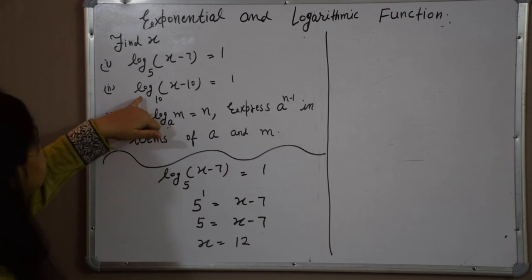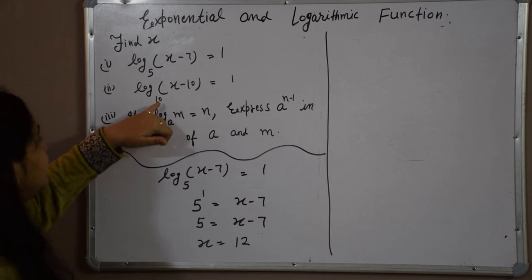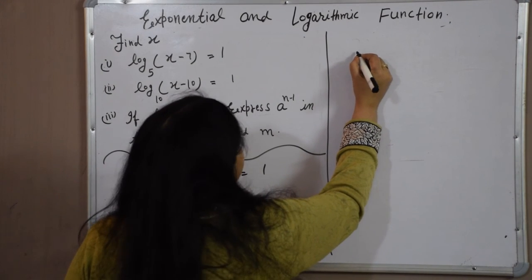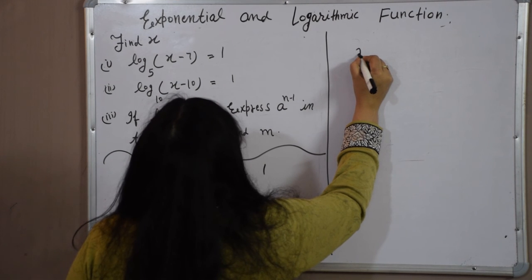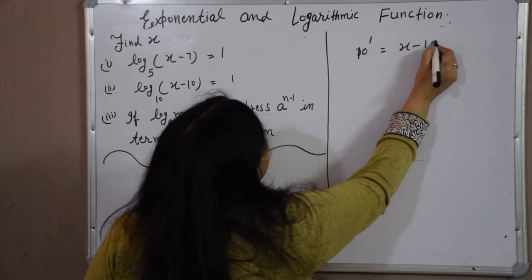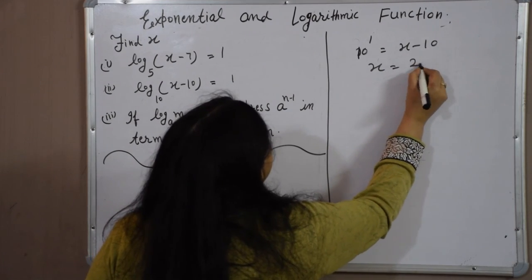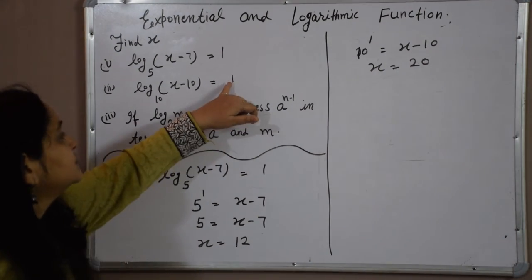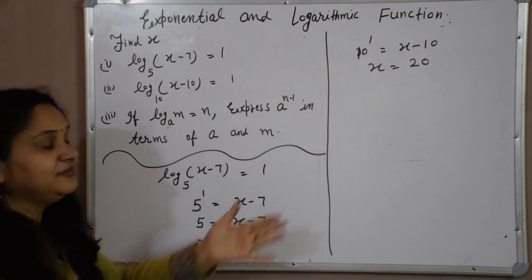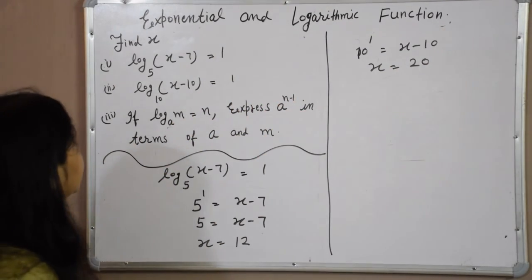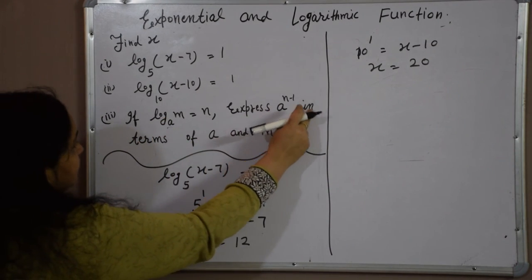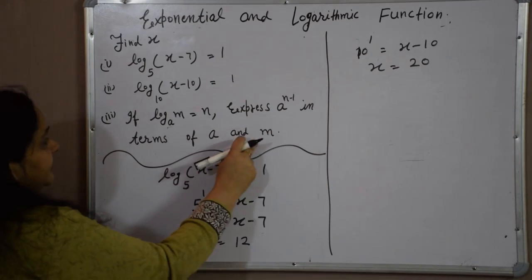Same question is this, log of x minus 10 to the base 10 is equal to 1. We can write it like 10 raised to power 1 is equal to x minus 10, so x is equal to 20. Whatever value is given to us, not always 1, we can solve it like a linear equation. Question number 3, if log of m to the base a is equal to n, express a raised to power n minus 1 in terms of a and m.